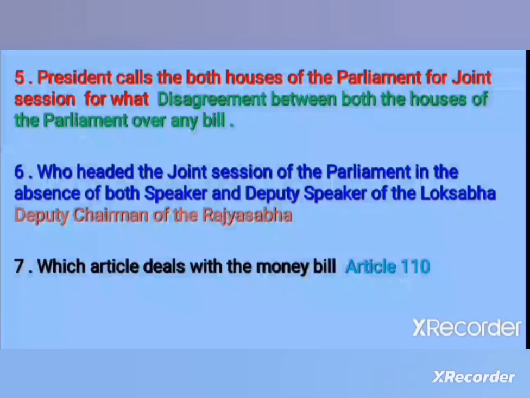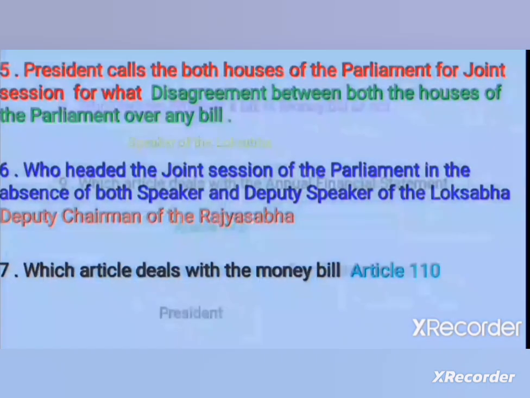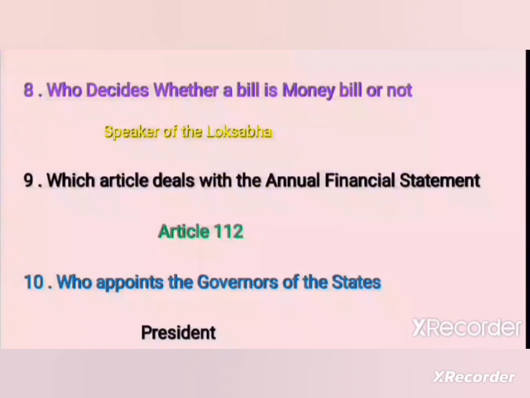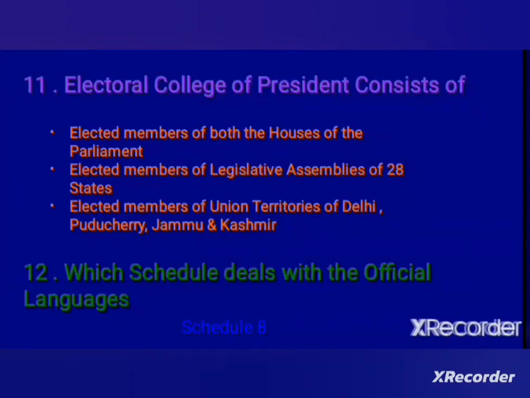Next, which article deals with the money bill? Article 110. Next one, who decides whether a bill is a money bill or not? Speaker of the Lok Sabha decides whether a bill is a money bill or not. Next, which article deals with the annual financial statement? Article 112. Next one, who appoints the governors of states? President of India appoints the governors of states.